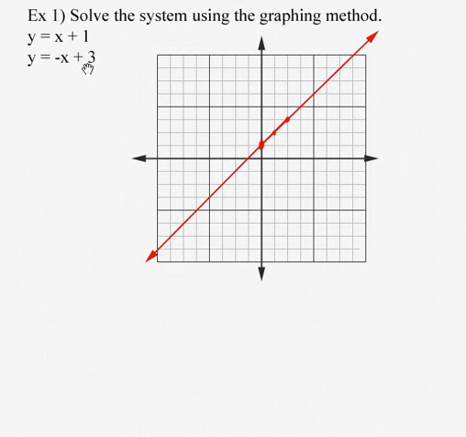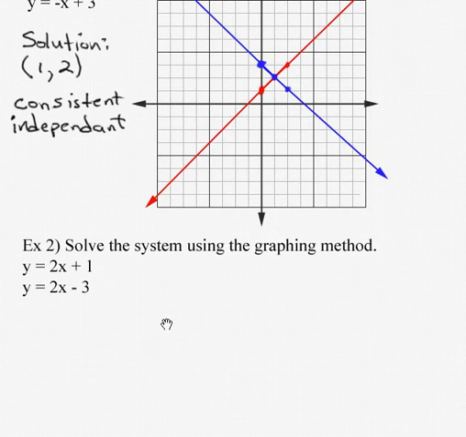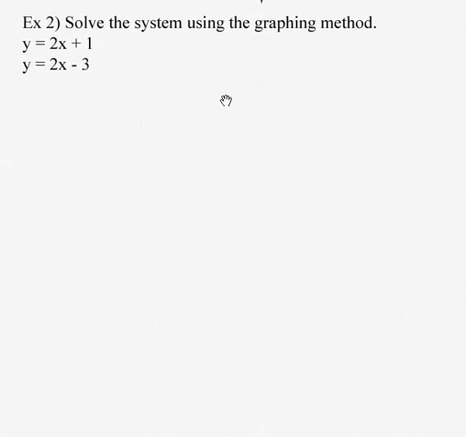For the second line, the y-intercept is 3. So we're going to locate that point on the y-axis at 3. The slope is negative 1, so we're going to go down 1, right 1, down 1, right 1 as many times as we wish. And the two lines do intersect at a point. What we need to know is exactly what that point is, and in this case, that's the point (1, 2). That is my solution. So there is a solution. It's consistent. My solution is 1 point. We say it's independent.